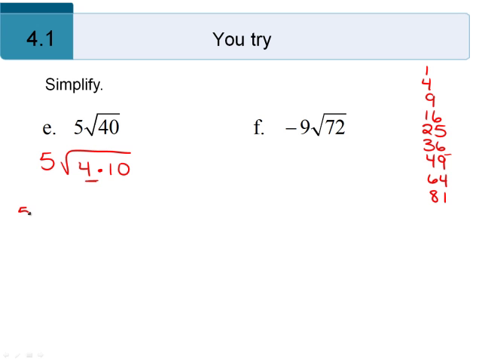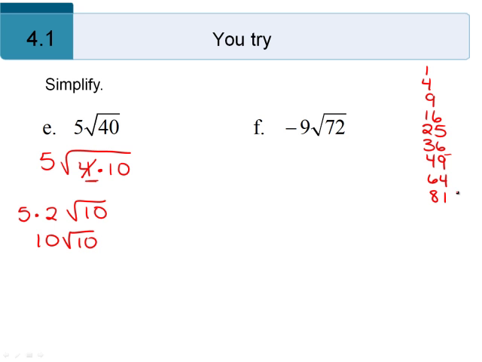So bring down the 5. Now, what's going to come out, the square root of 4 is 2. So that comes out front, with the 5. The 4 is now gone, but you still have the square root of 10 left inside your radical. Now, the last thing you need to do is just tidy it up. 5 times 2 gives you 10, and we still have the square root of 10. All right, letter F. We have negative 9 and the square root of 72.